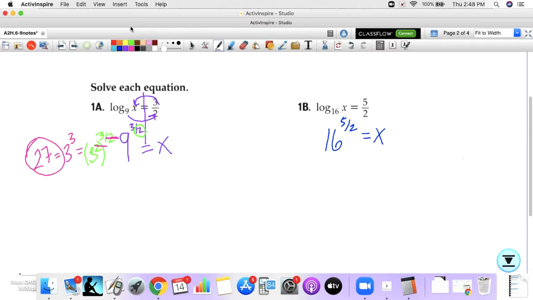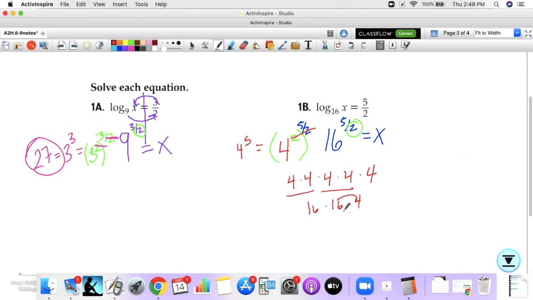I notice that the denominator, again, is 2. So I'm going to ask myself, can I rewrite 16 as something squared so that when I raise it to the 5 halves, the 2s cancel out? Okay? So, yes, 16 can be rewritten. It's going to be 4 squared. So then my squared and my divide by 2 cancel. And I'm left with 4 to the 5th power, which is the same thing as 4 times 4 times 4 times 4 times 4. Whew, that's a lot. That's 16 times 16. Ooh, I should have just done 4 to the 5th on my calculator.